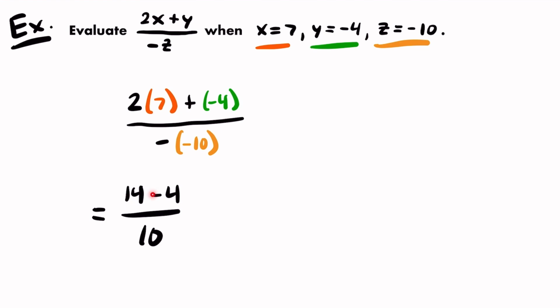All right, now 14 minus 4 is 10, so this is equal to 10 divided by 10, and anything divided by itself is equal to 1. So 1 is the value of this variable expression when it's evaluated at x equals 7, y equals -4, and z equals -10. Let's take a look at one more example for this video.